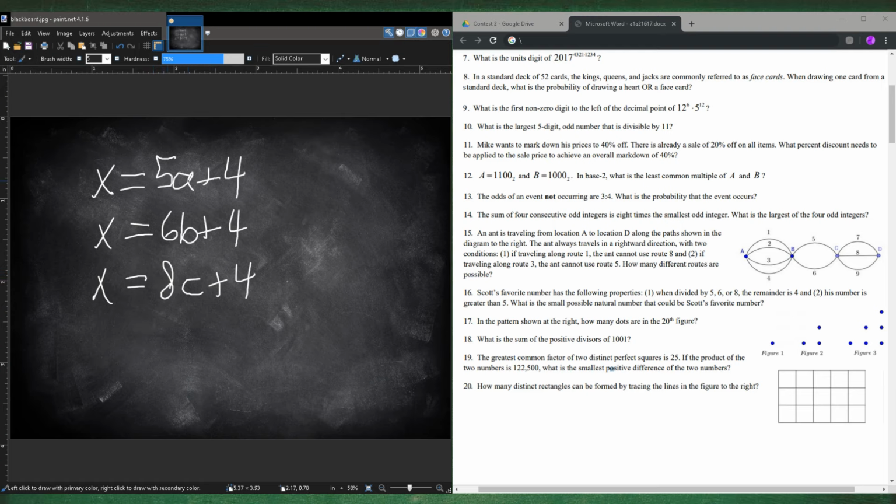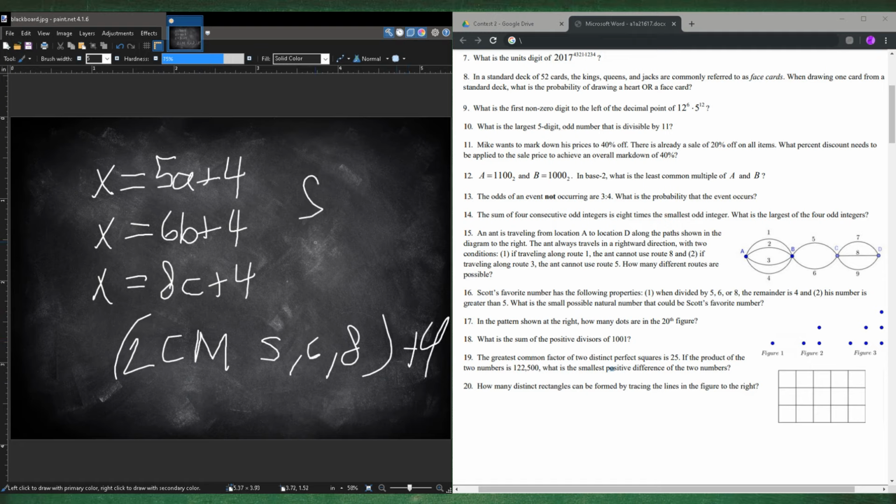Because right now A, B, and C are constants, right? So it's some kind of natural number. So if it's like 2, then 5 times 2 plus 4 is 14, right? And A, B, and C do not have to be the same. So basically, I need to say that all of these numbers have to be the same. So 5A equals 6B equals 8C. What this tells me is that I need to find the least common multiple of 5, 6, and 8, and then I could just add 4 to that number.